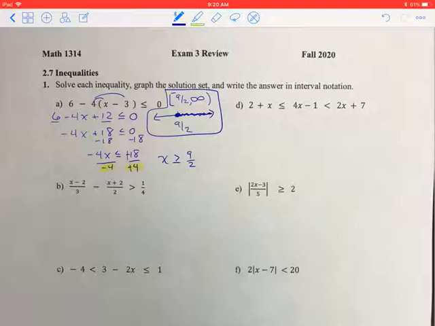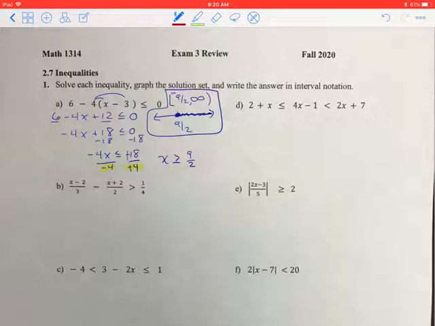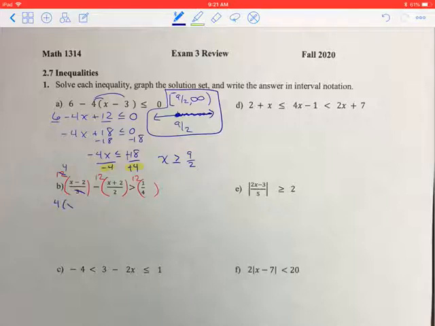All right, so for B, I've got another inequality, but I'd really like to get rid of those fractions. So if I look at my common denominator for 3, 2, and 4, that would be 12. So I'm going to multiply each term by 12. All right, so 3 goes into 12 4 times. So be careful with this. I'm going to do 4 times x minus 2. I want to leave those parentheses. 2 goes into 12 6 times, so minus 6 parentheses x plus 2. That is greater than 4 goes into 12 3 times, so 3 times 1 is 3.